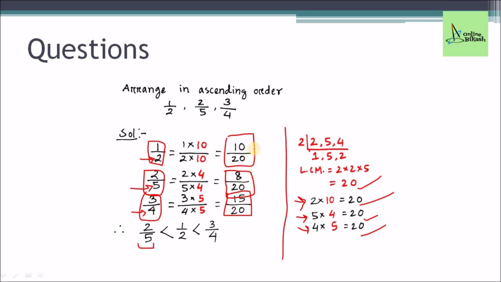Okay. Next, after it, what is the smallest? You will say 10 by 20. Yes or no? So 1 by 2 I will write. And then 15 by 20. 15 by 20 is equivalent to 3 by 4. So I will write 3 by 4. And in between them I have given the comparing sign. Okay, 2 by 5 is less than 1 by 2 is less than 3 by 4. So I hope it is clear.